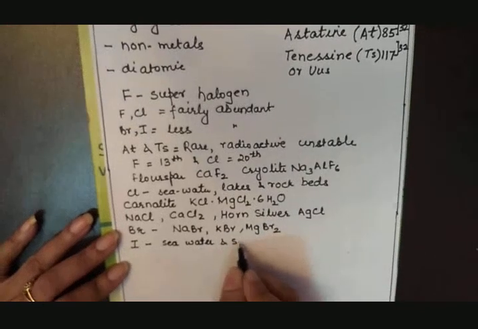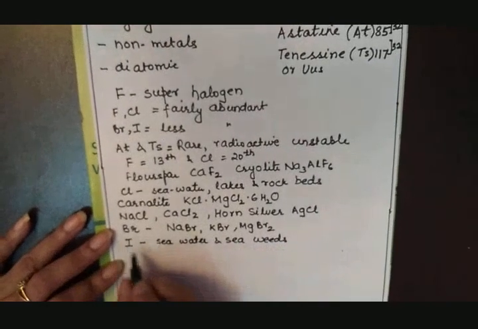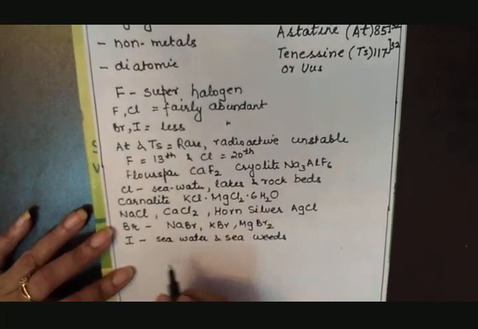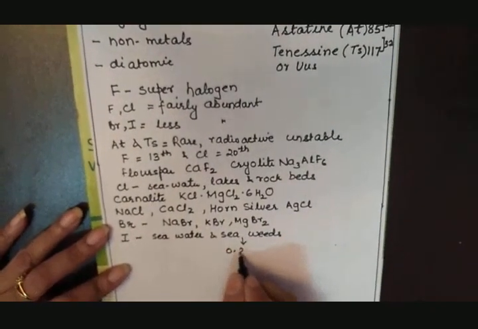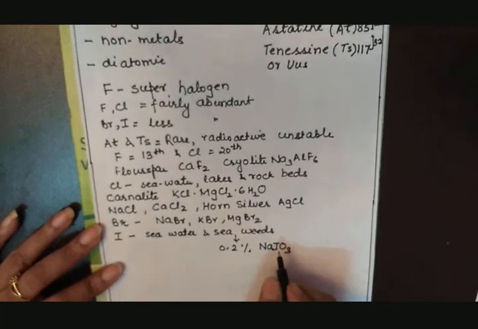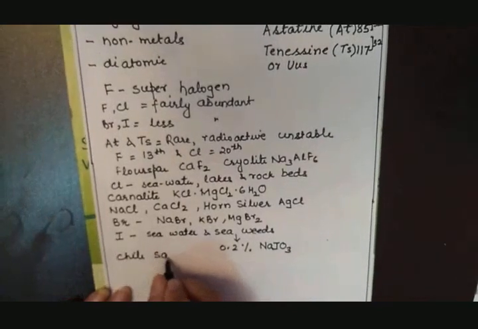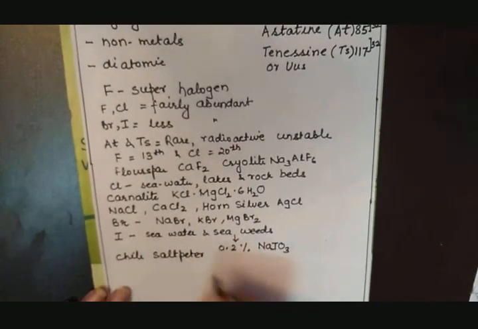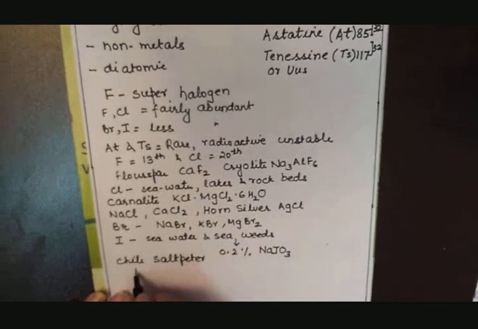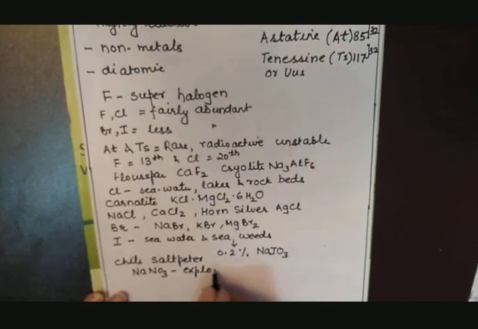And seaweeds. Sometimes in competition this question is asked: seaweed contains which element? So seaweed contains iodine, about 0.2% in the form of sodium iodate. Iodine is also present in Chile saltpeter. Can you remember what Chile saltpeter is? It is sodium nitrate, which is used in the formation of explosives.